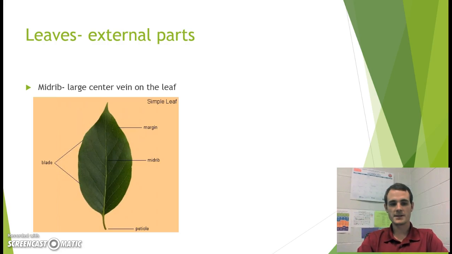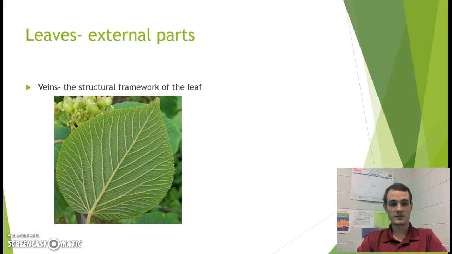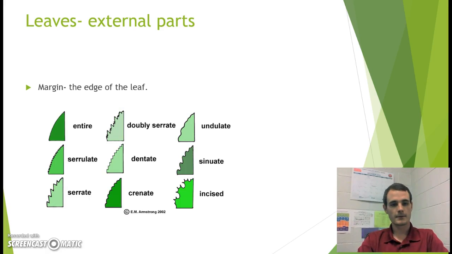The midrib is that center larger vein that goes down the middle of the leaf blade. The blade of the leaf is the larger flat part of the leaf, and it has veins in it. The veins are the structural framework of the leaf. Just like you and I have veins in our body that transport nutrients and water throughout our body through blood, plants have the same thing. The plant veins transport nutrients and water throughout the plant.